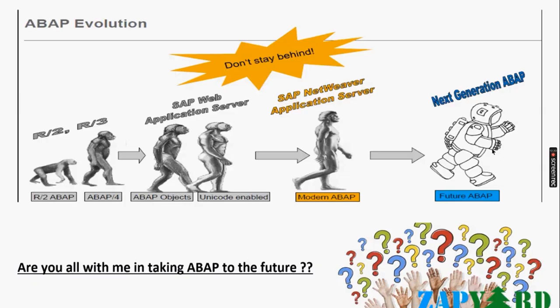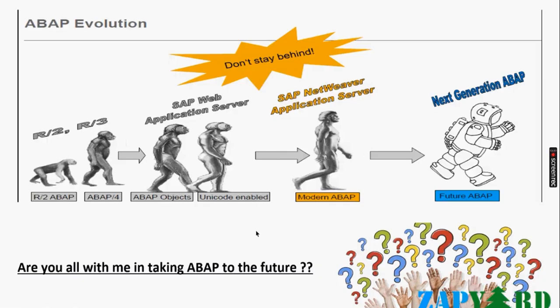And also what we are trying to do is reinvent the wheel. As you see from this picture, we started from R2, then R3, then OOPS programming, then Unicode enabled, then the NetWeaver application server got more and more advanced. Finally, we are trying to go to the next generation ABAP, which will be beneficial for all the upcoming programming models, whether you talk about Cloud Foundry, or RAP, or whatever the latest versions of S4HANA are going to release. That's what we are focusing on to reach this next generation ABAP.